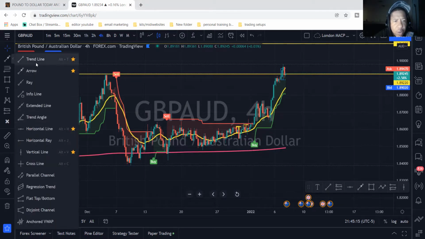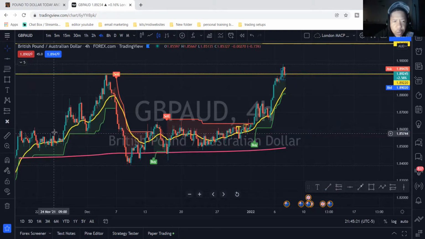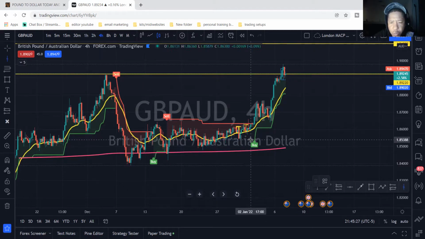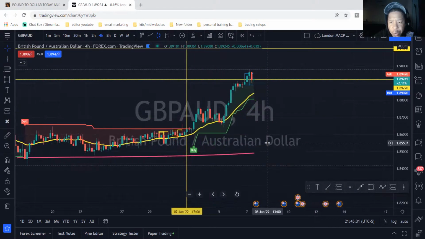2nd through the 7th. Let me get my horizontal line. Let me get my horizontal line. 2nd, right here. It started around here. Then the end of the week.